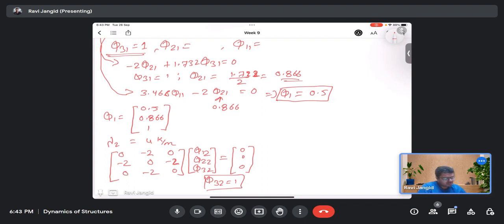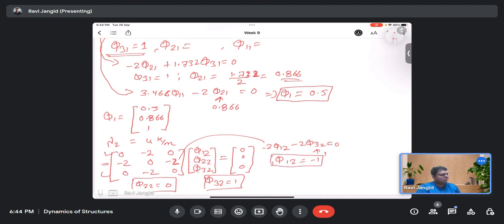So from the first and second equation, my φ22 would be 0, and from the third equation, minus 2 φ12 minus 2 φ32 is equal to 0. If this is 1, what will be my φ12? That will be minus 1. So my φ2 is minus 1, 0, 1.